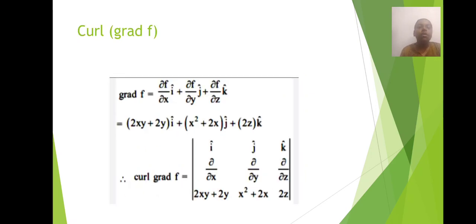The curl of a vector, that is grad of f, is equal to partial differentiation with respect to x, partial differentiation with respect to y, plus partial differentiation with respect to z. If the function, that is the equation, is 2xy plus 2y i cap, plus x square plus 2x j cap, plus 2z k cap. The curl grad phi, grad f, is nothing but the determinant of i, j, k, partial differentiation with respect to x, y, z, we will be doing, and so we will be getting the answer where x, y and z and i cap, j cap, k cap will be existing in the answer.